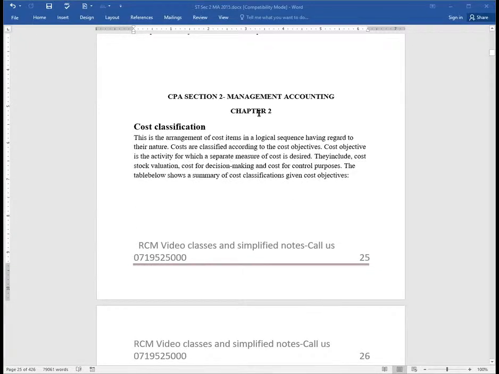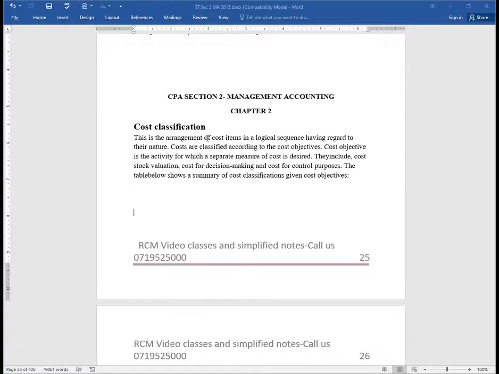So cost classification. To classify, we are told here, is to arrange. Cost classification is the arrangement of cost items in a logical sequence having regard to their nature. Costs are classified, we are told, according to their cost objectives. A cost objective is the activity for which a separate measure of cost is desired.